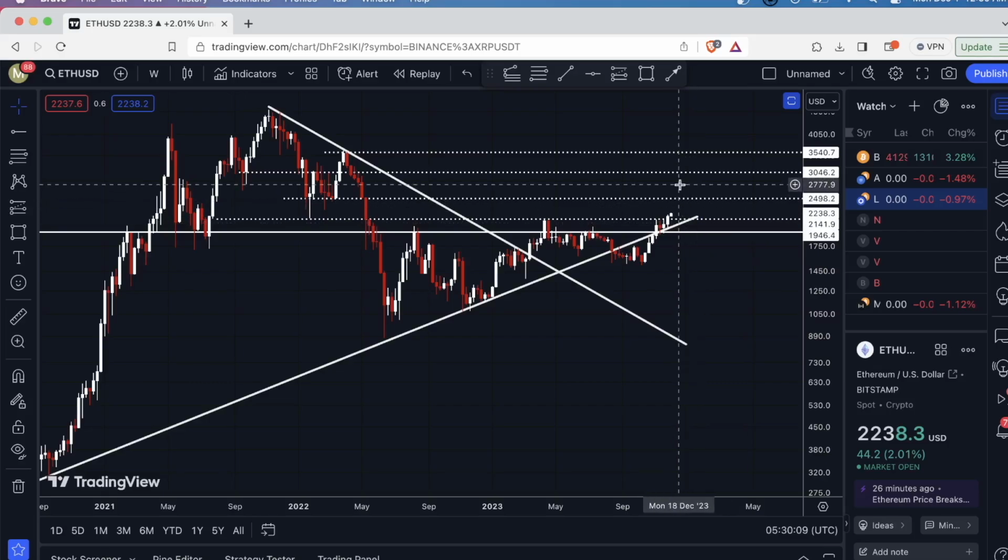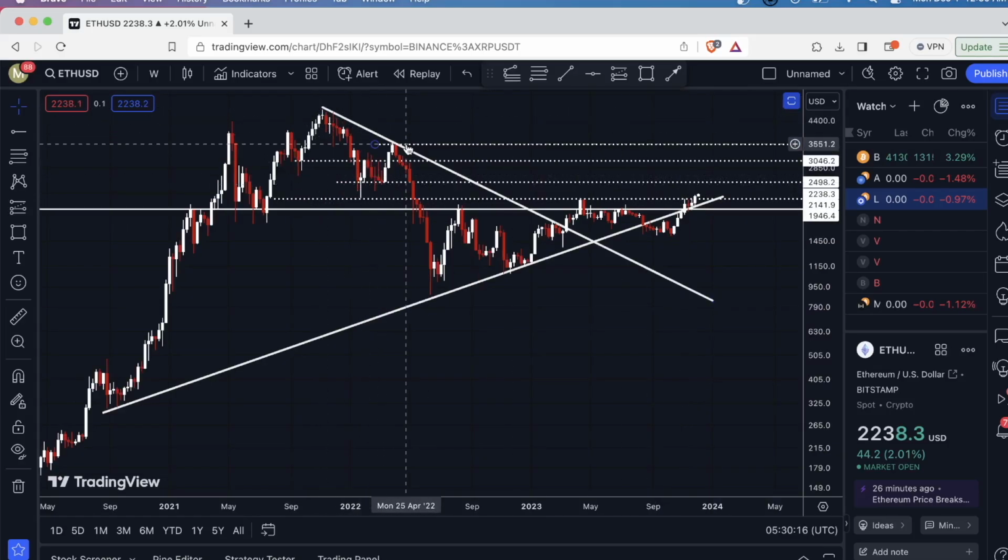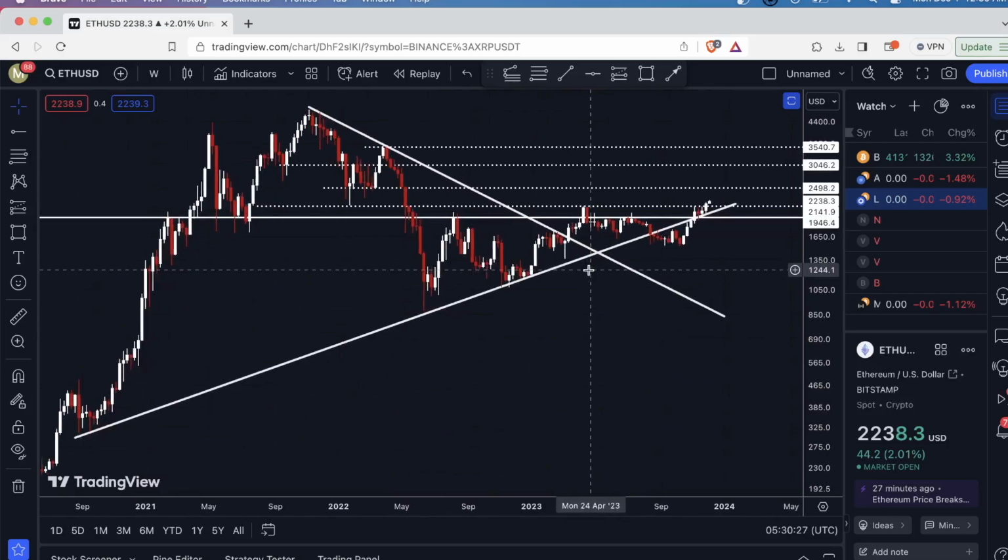if we get pullbacks. Okay, another level, as you can see, we had this downsloping level of resistance with multiple touches on it. However, this is not relevant anymore. So actually no need to draw that on the chart.